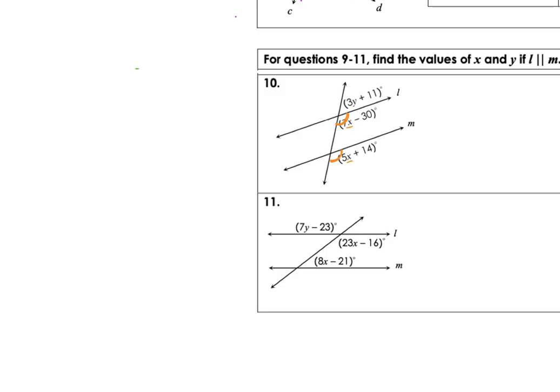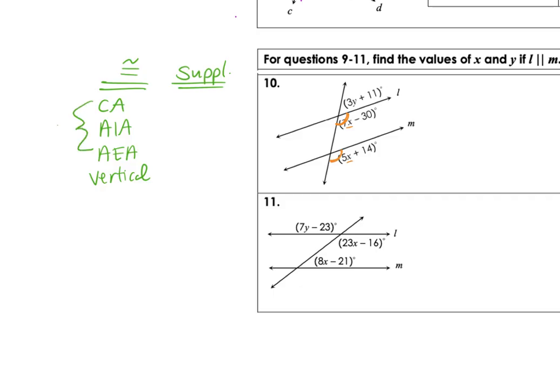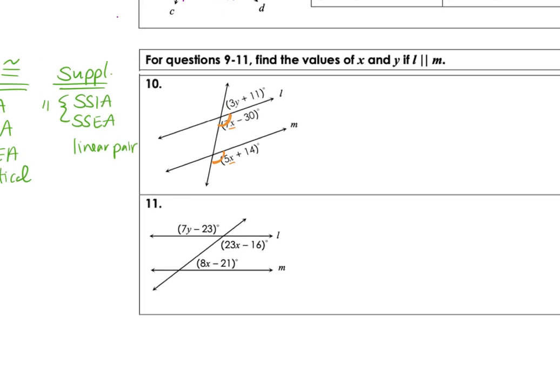Let's go through the list real fast. The ones that are congruent versus the ones that are supplementary. The congruent ones are corresponding, alternate interior, alternate exterior, and vertical. These ones being the ones that involve parallel lines. Supplementary ones are the same side interiors, same side exteriors, and the linear pairs. And again, these two are the ones that use parallel lines. So these are correspondings, which means they're congruent.